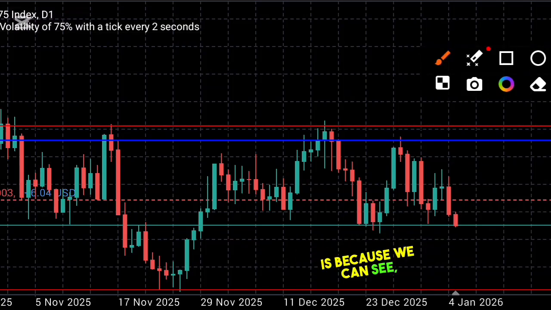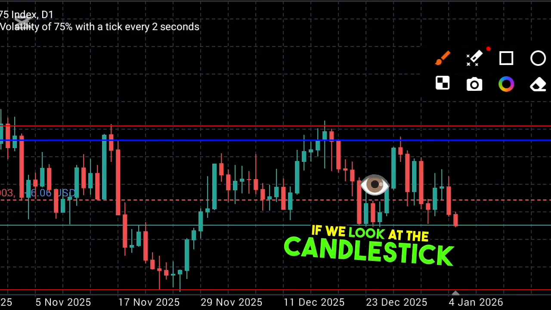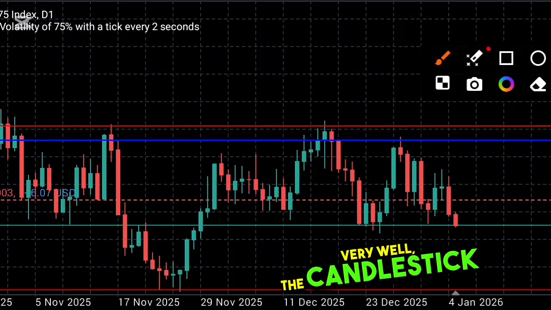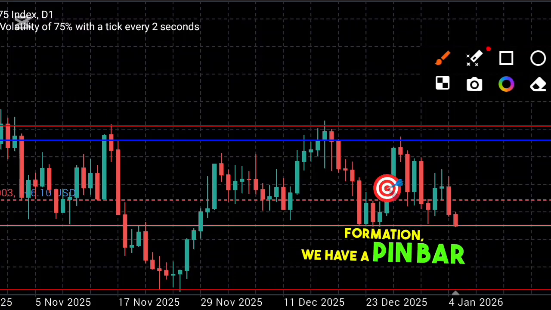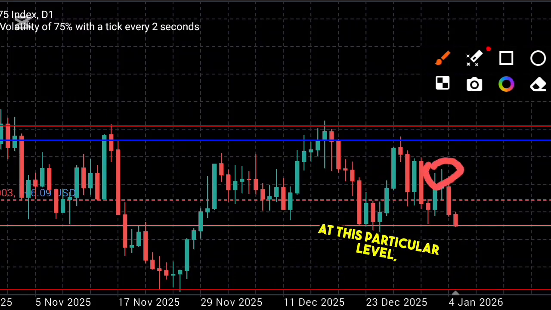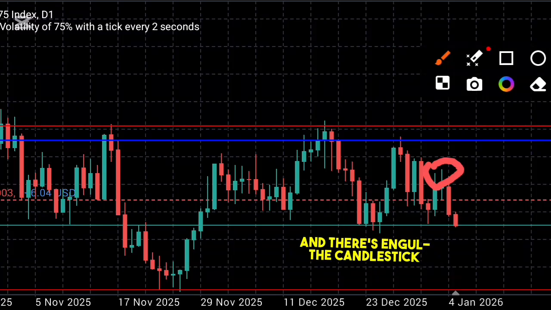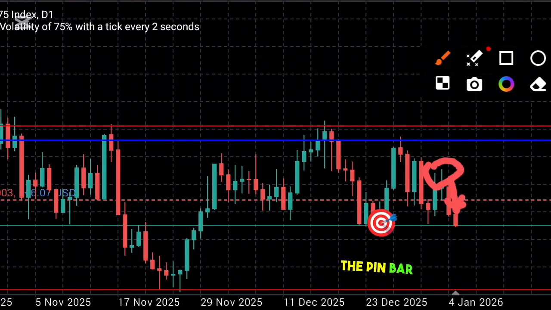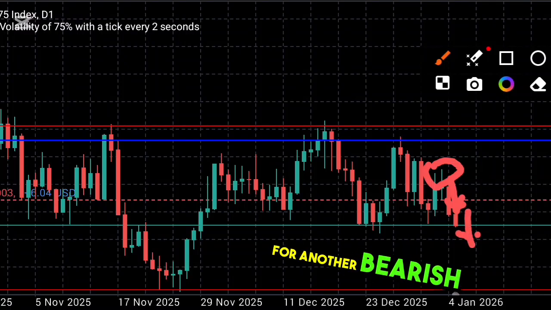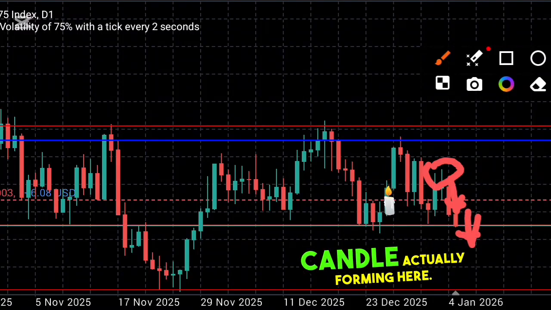Why we are still saying the market is going to be very bearish is because, if you look at the candlestick formation very well, we have a pin bar at this particular level, and there's a candlestick that engulfs the pin bar, and there's a confirmation for another bearish candle actually forming here.